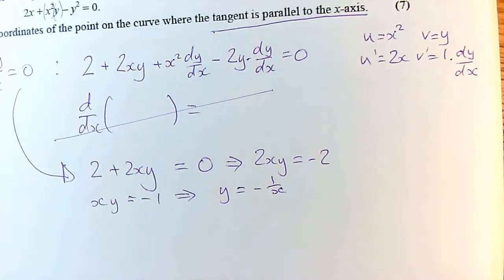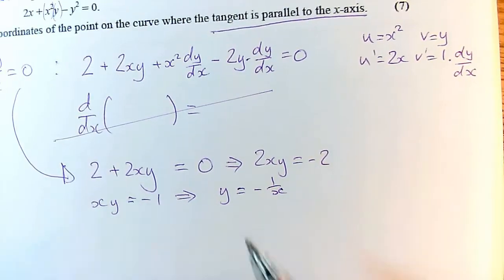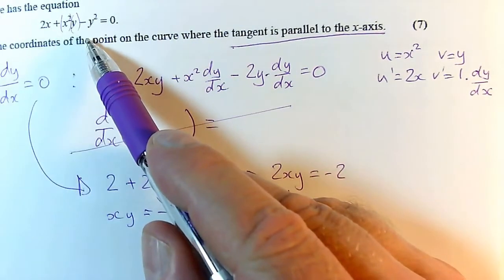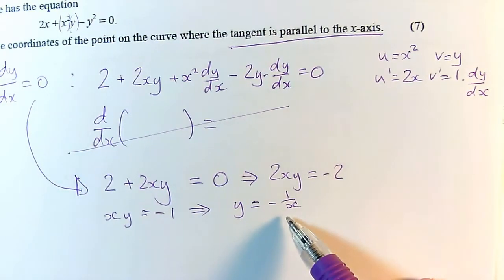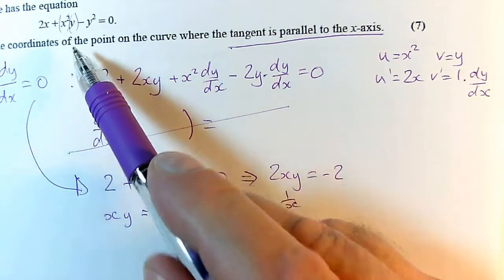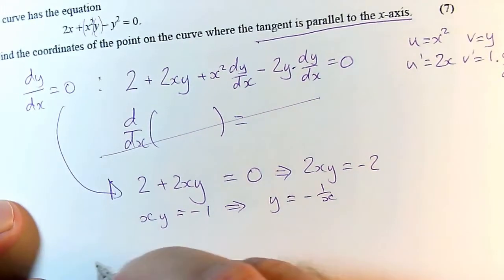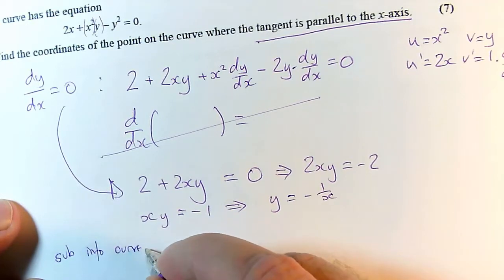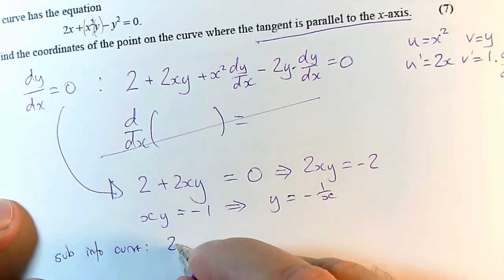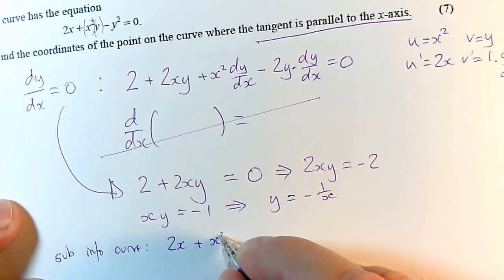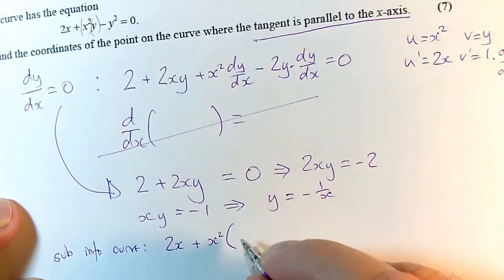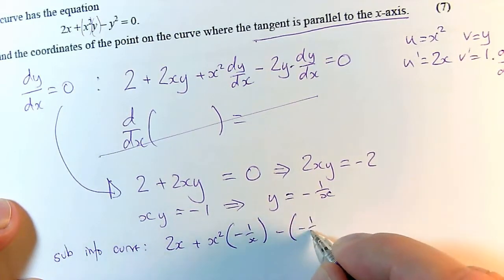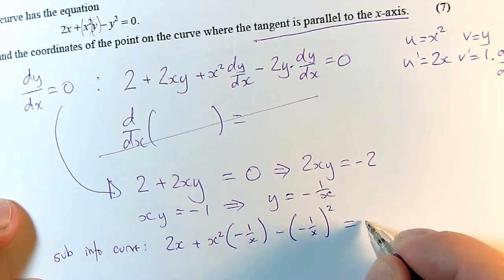Okay, I want to find x and y, and this doesn't tell me x and y, but I already know a connection between x and y, which is the equation of the curve. So I can substitute my y in terms of x into this equation and see what I get. So if we do that, what we're doing is we're subbing into the curve, and I've got 2x, leave that as 2x, plus x squared times y, but my y is minus 1 over x. Minus y squared, but my y is minus 1 over x, so I'm squaring that, equals 0.